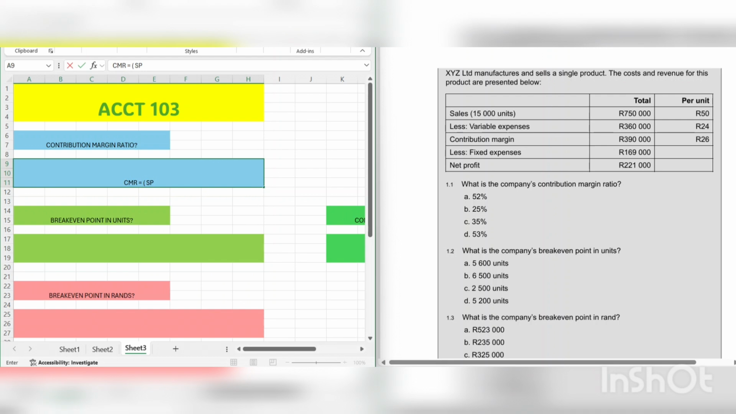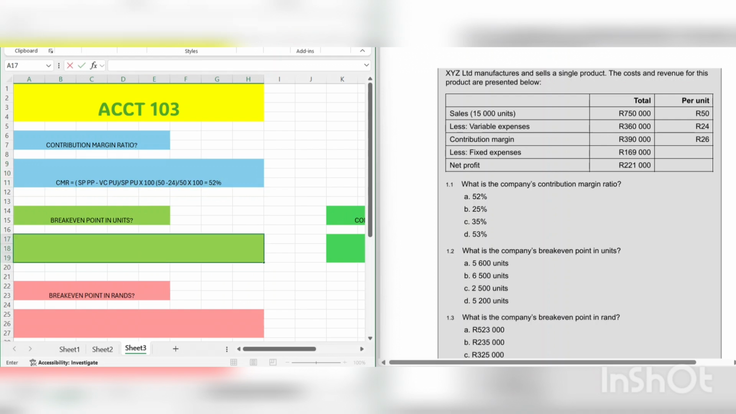So it's your selling price per unit minus your variable cost per unit, divided by your selling price per unit times 100. Okay, next just substitute the given values you've been given, which in this case is 50 and 24, and put it on the calculator. And that should give you 52%, which is answer A.